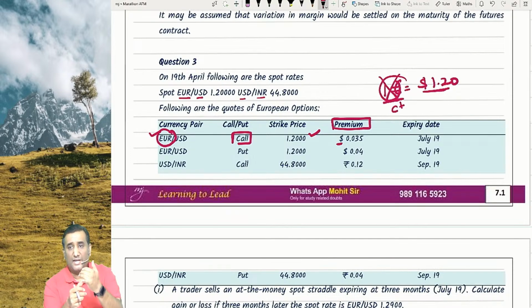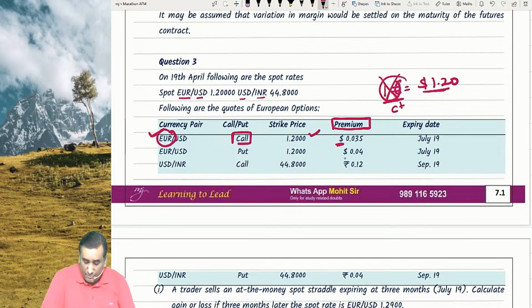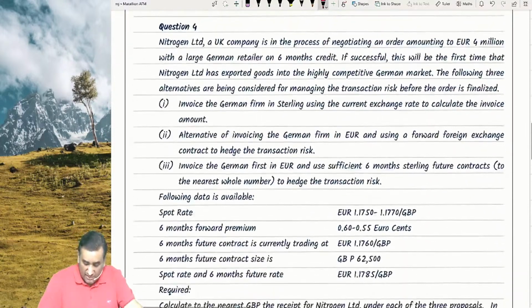Call option upside, put option downside, future plus upside profit, downside loss, F minus downside profit, upside loss. That is exactly what we do. Premium is in dollar, commodity is euro. Premium in rupee, commodity is USD. That is how I identify. Now going forward, every question will say the same thing.